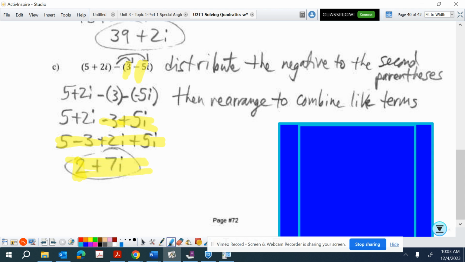Remember, you only want to substitute -1 when it's i squared. I hope this helps. You're to finish the packet as test review for Wednesday's test.